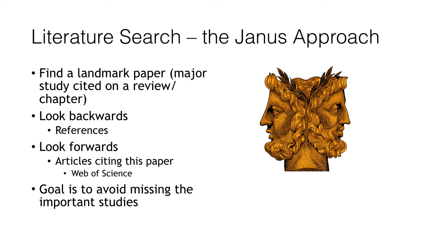You look backwards by looking at the references, assuming that a good paper like this will include in the references all the relevant articles. And you look forwards with an assumption that any good publication or study on this topic will have cited this landmark article. The most common way I do that is the Web of Science through the UCSF library. You can also use PubMed and Google as well. But in the end, the goal is not that you avoid missing any of the articles, but that you avoid missing the big major articles. Okay, so you can feel confident in your presentation that you have not missed anything major.